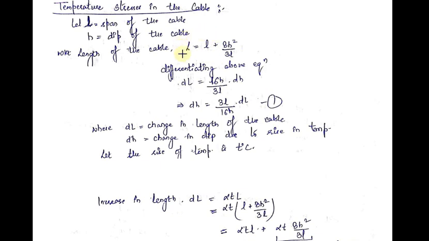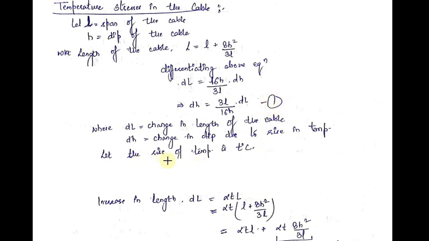Now if I differentiate this equation, the differentiation of capital L will become dL. Small l is a constant, therefore its differentiation will be 0. 8 by 3l is a constant, and the differentiation of h square will be 2h into dh. So after differentiation, I will get dL equal to 16h by 3l into dh. After rearranging, I will get dh, the change in the depth due to the increase in temperature, where dL is the change in the length of the cable. Let us take this as equation number 1.